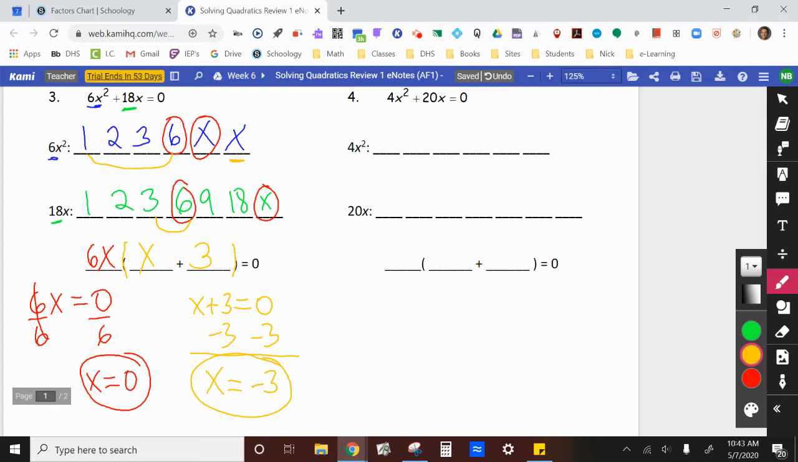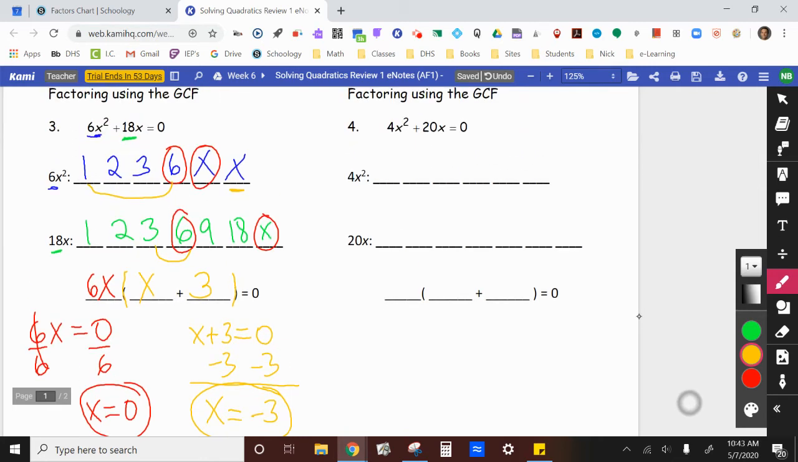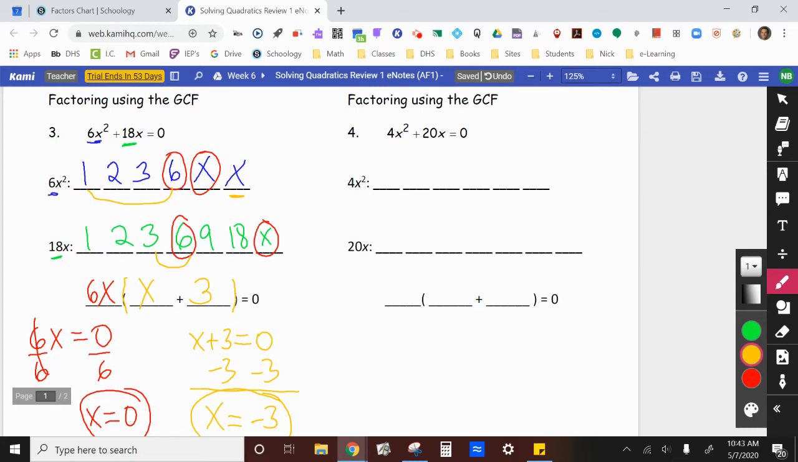All right, so why don't we pause the video, and you guys work out example number 4. Work it all the way through, list out the factors, factor it, solve it. And then write down your two solutions for me. All right, let's see how we did here.